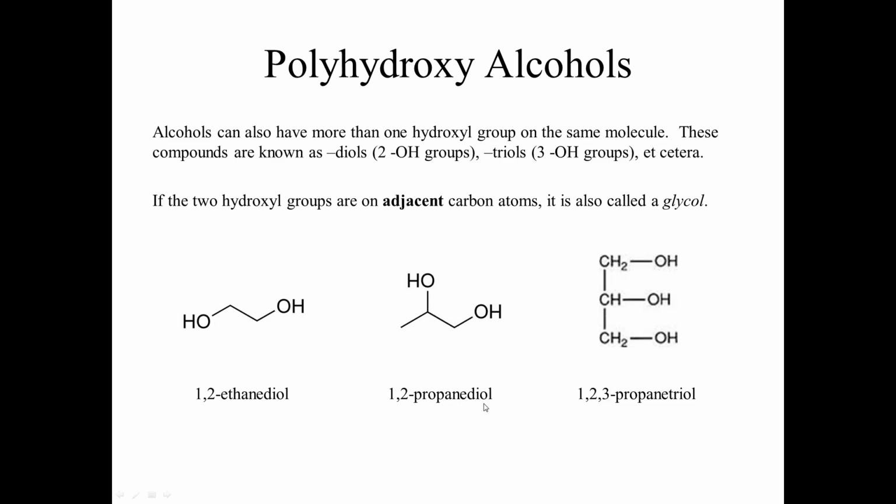There's 2 of these things, and here's where they're located. We could have the same propane with an OH on each one. 1, 2, 3. Right? So 1, 2, 3, propane triol, because there's 3 of them. And because it says tri, I'm going to need 3 addresses.